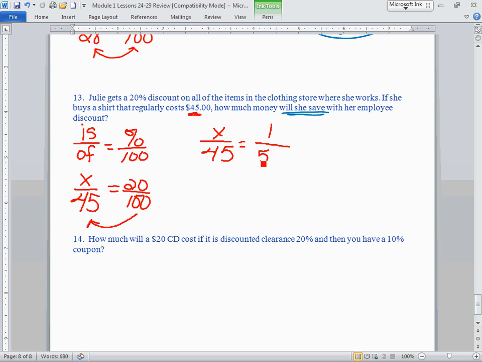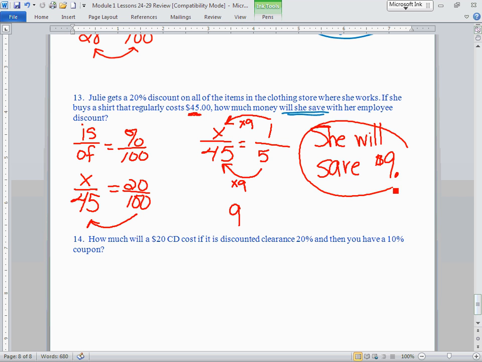1/5. So now, let's take a look at that. I have to go from here to there. So to go from here to there, what did I do? Times 9, times 9. So what is the answer? 9. She will save $9. It did not ask for the sale price. If they did ask for the sale price, we would have done 45 minus 9 to get the sale price.